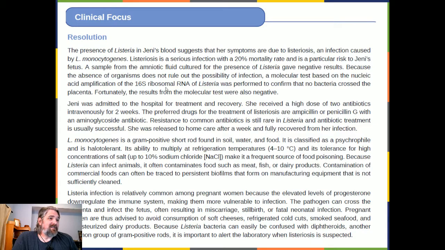And so they did a 16S ribosomal RNA amplification. You get the sequence for the 16S ribosomal RNA of the bacteria. This confirmed that there were no bacteria that had crossed. They couldn't find the 16S sequence in the amniotic fluid, which is good news. So she got a high dose of 2 antibiotics, so multi-antibiotic therapy, which is probably something that should be considered more frequently: ampicillin or penicillin G with an aminoglycoside like streptomycin.